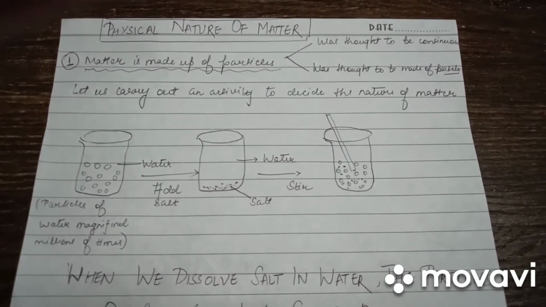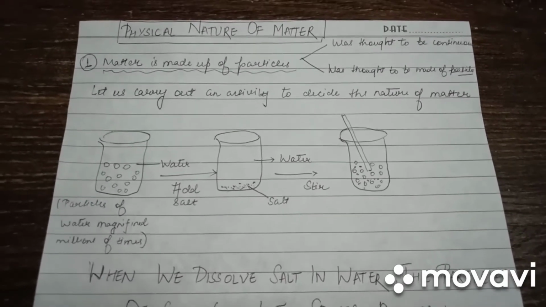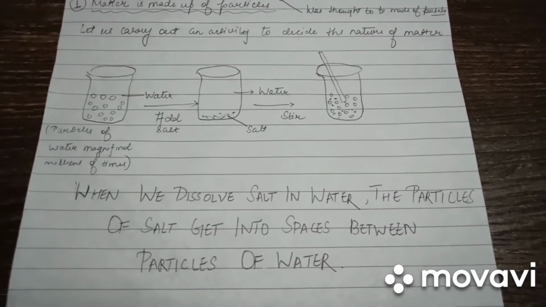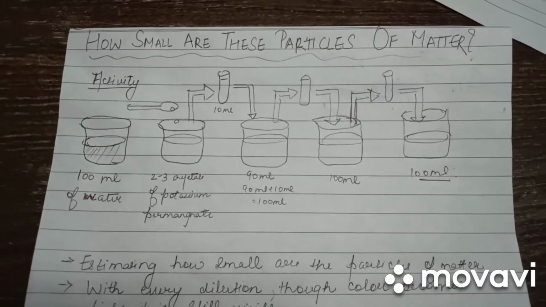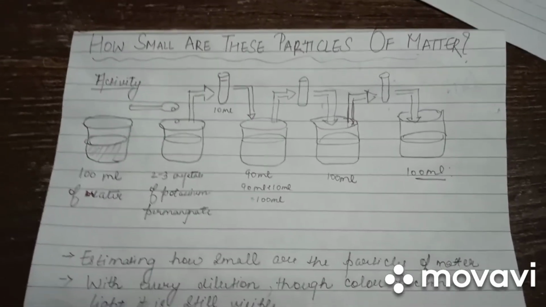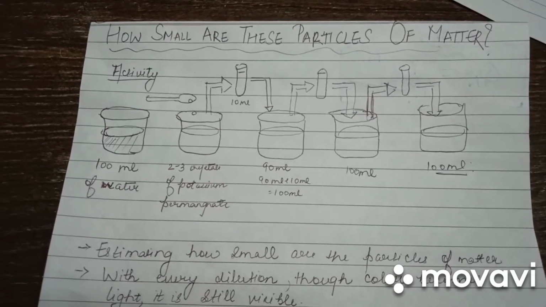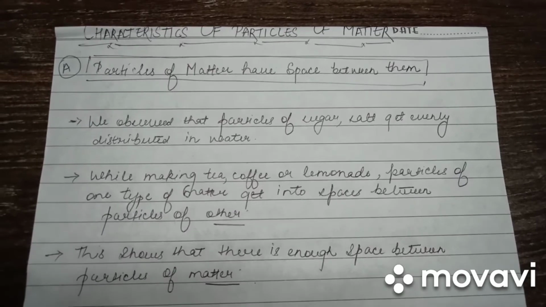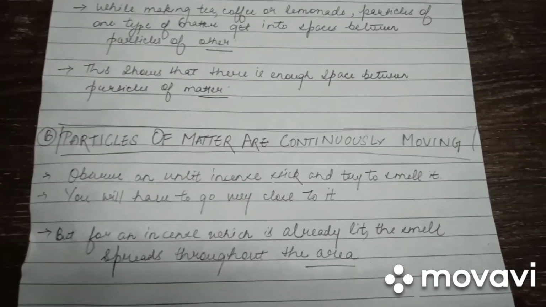Within the physical nature of matter, we discussed that matter is made up of particles, with an example of salt dissolved in water. When we dissolve salt in water, the particles of salt get into spaces between the particles of water. We also discussed how small these particles are with the help of an example in which we add 2-3 crystals of potassium permanganate and keep on diluting our water solution. We also discussed characteristics of particles of matter. That is, particles of matter have spaces between them and particles of matter are in continuous motion.